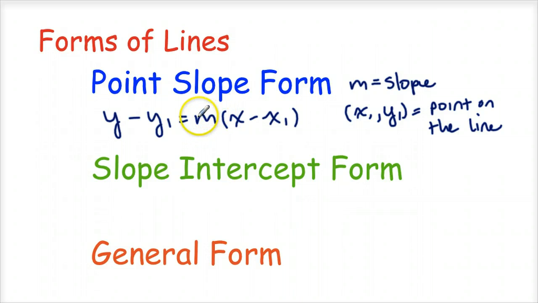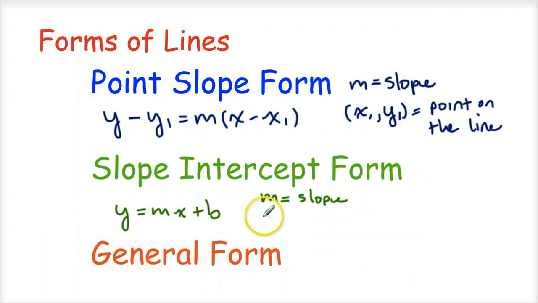The main thing that we're going to have to do here is distribute this m, and then simplify by pushing this y1 over to this side. And the reason we do that is because most frequently we like to be in slope-intercept form, which is y equals mx plus b. And in this case, m is the slope still, and b is the y-intercept.